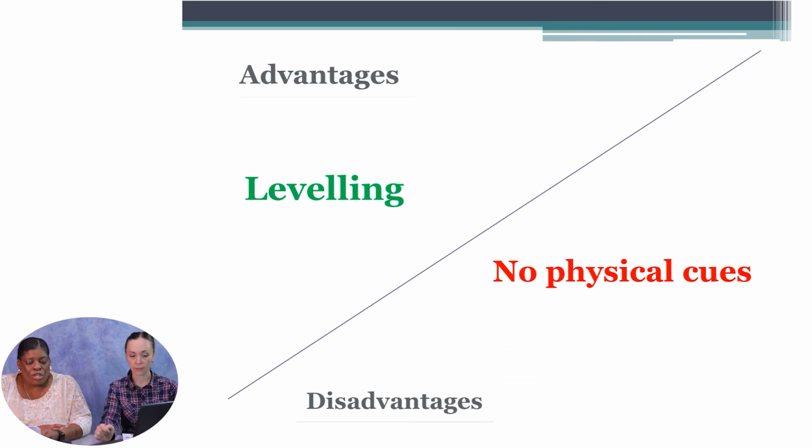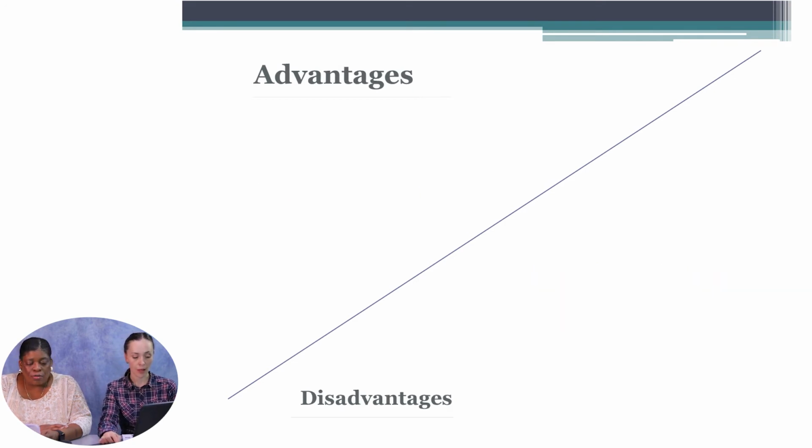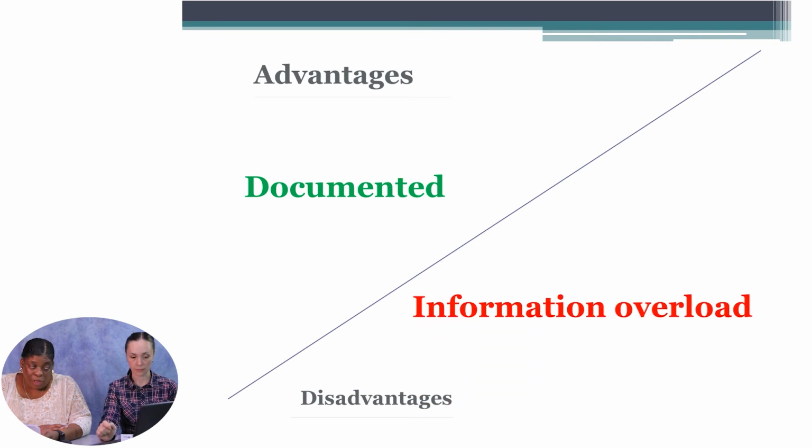However, with no physical cues, without facial expressions and gestures, or the ability to retract immediately, there's a big risk of misunderstanding someone in online communication. The next one is documented. Unlike verbal conversation, online discussion is lasting and can be revisited. However, information gets overloaded. A large volume of messages can be overwhelming and hard to follow, even stress-inducing at times.